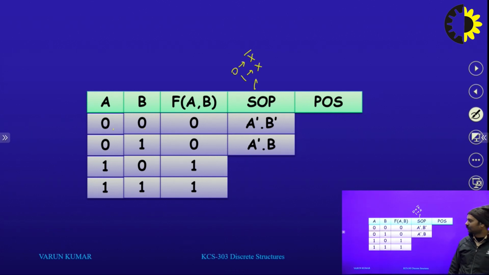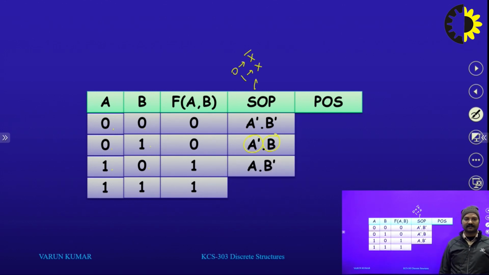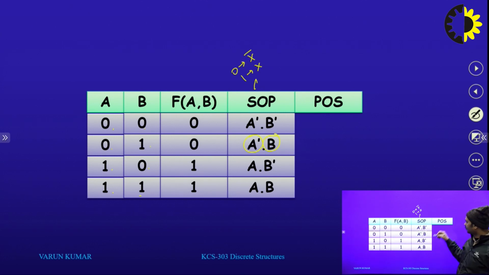Then for the next value, what is the value of A? A is 0, so here comes A bar. Then what is the value of B? B is 1, so B comes. Then for the next combination, A is 1, so that is A, and B is 0, so that is B bar, giving A dot B bar. And the next value is 1 and 1, so it is written as A dot B. Okay, then the same expression we can denote in product of sums, that is POS, but here we use 0 converted into the literal and 1 converted into the literal bar.